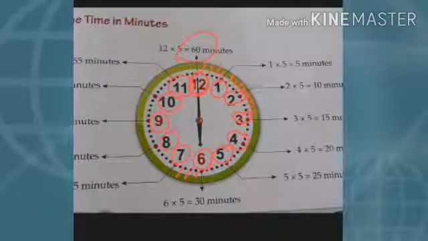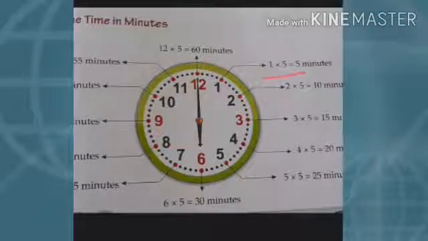You can see here when the minute hand is at 1, it will be 5 minutes. 5 1s are 5. When it will be on 2, then 5 2s are 10 minutes. When it will be on 3, then 5 3s are 15 minutes.